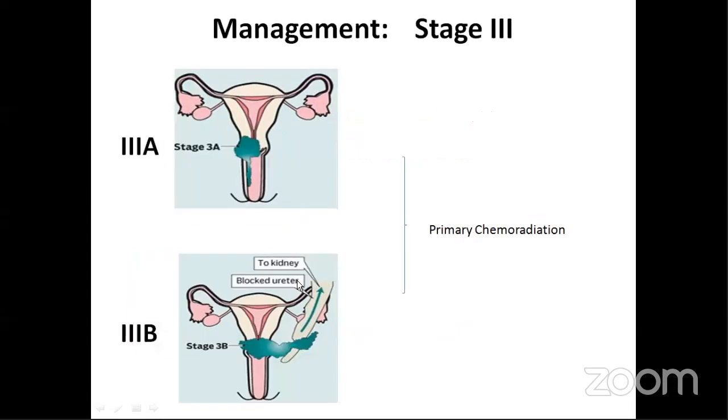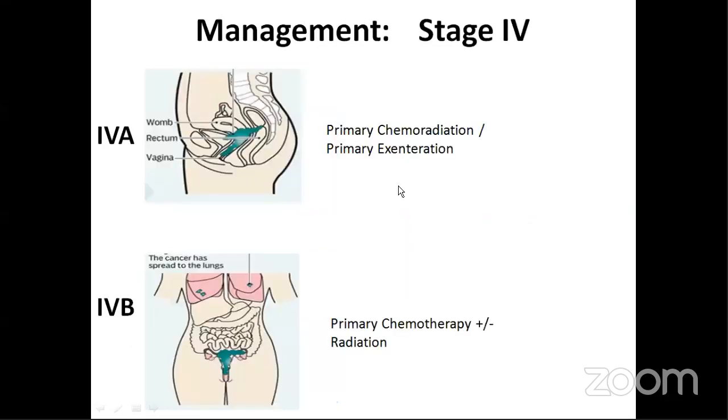Next is stage 3A, wherein the lower part of the vagina is also involved, and stage 3B, where it is extending to the lateral pelvic wall, the ureter, and the kidney. Here again, primary chemoradiation. And stage 4A, where the rectum and the bladder are involved, you can go in for chemoradiation or primary exenteration procedure. Stage 4B, you can go in for primary chemotherapy with or without radiation therapy.